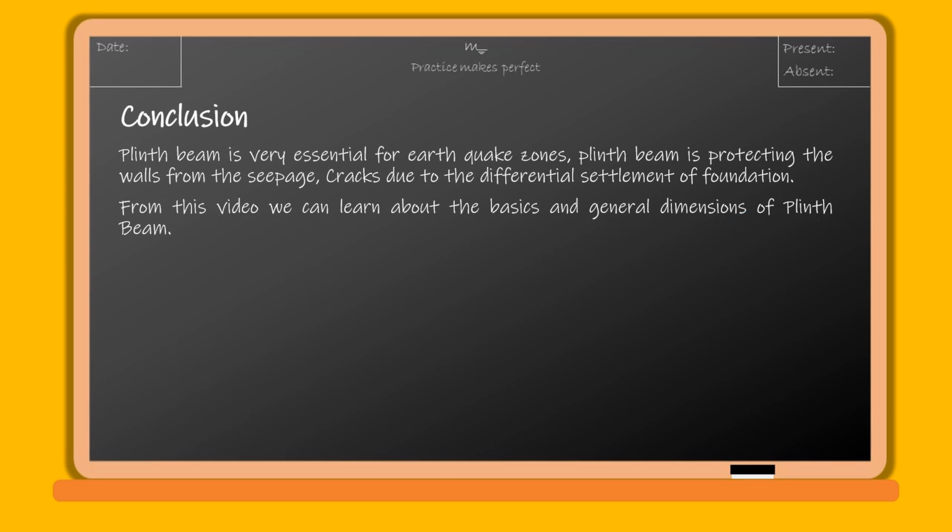From this video we can learn about the basics and general dimensions of plinth beam. Plinth beam is very essential for earthquake zones. Plinth beam is protecting the walls from the seepage, cracks due to the differential settlement of foundation. The overall dimension of the plinth beam is as follows.